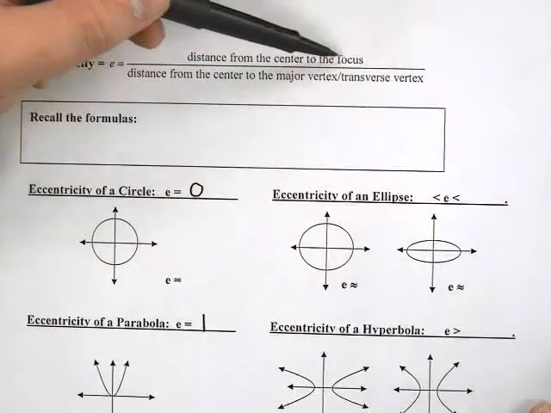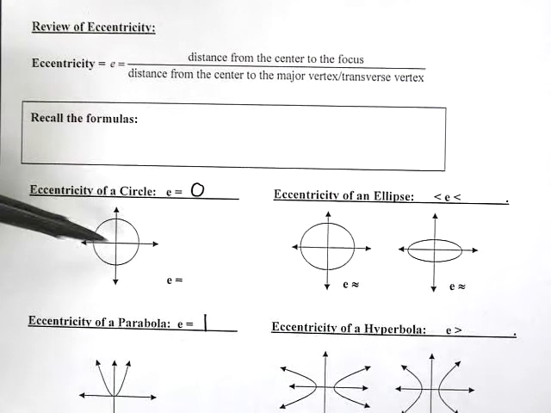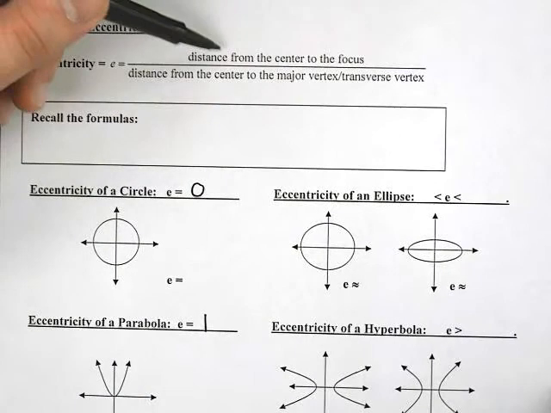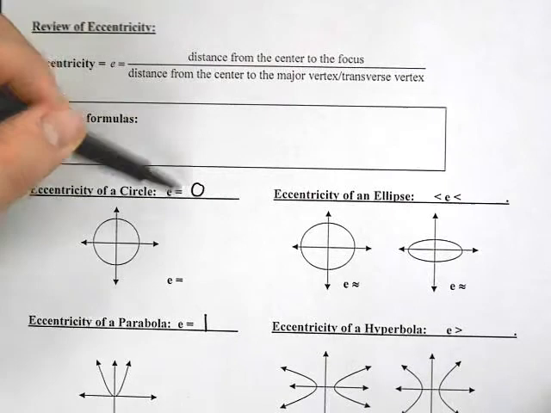to the focus. Well, the focus is at the center. I know that's kind of goofy, but the focus is at the center. So your numerator is going to be 0. So whatever you divide by is going to be 0. All right.